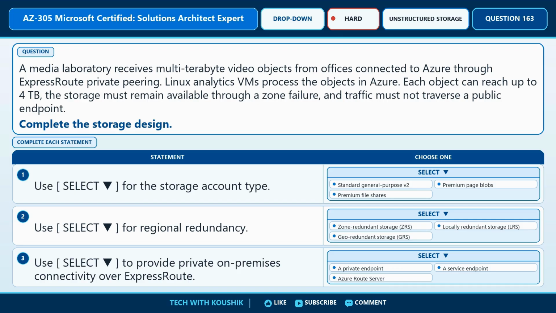Complete the storage design. The first statement reads, use the blank for the storage account type. The available choices are standard general purpose v2, premium page blobs, or premium file shares. The second statement reads, use the blank for regional redundancy. The available choices are zone redundant storage, ZRS, locally redundant storage, LRS, or geo-redundant storage, GRS. The third statement reads, use the blank to provide private on-premises connectivity over ExpressRoute. The available choices are a private endpoint, a service endpoint, or Azure Route Server.